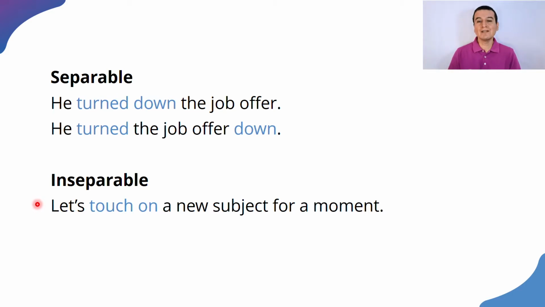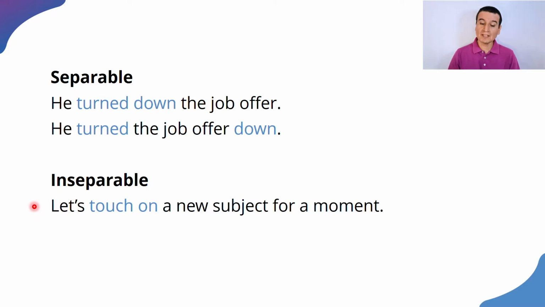Touch on, you know the word touch, right? Touch is like using the sense of touch for making contact with something. So let's touch a new subject. Does that mean touch? Let's touch a new subject? No, it's touch on means let's refer to a new subject. That touch on includes the idea of mentioning something. So let's talk about this new subject.